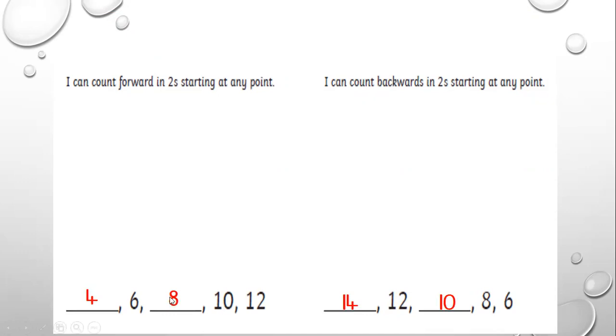Right, let's check it together. We've got 4, 6, 8, 10, 12, 14, and 14, 12, 10, 8, 6. How did you do on the last sequence? Good? Fabulous. Let's move on.